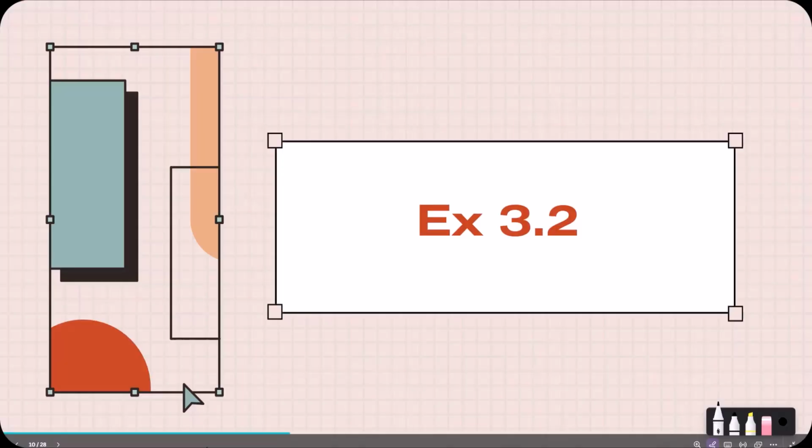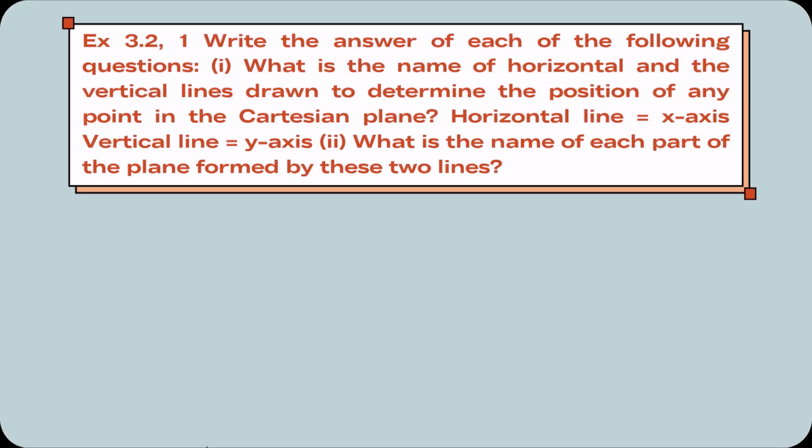Write the answer for each of the following questions. What is the name of horizontal and vertical lines drawn to determine the position of any point in the Cartesian plane? The horizontal line is x-axis and vertical line is y-axis, right? We already know that. Now, what is the next question?